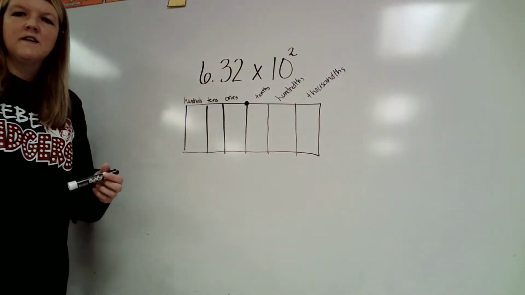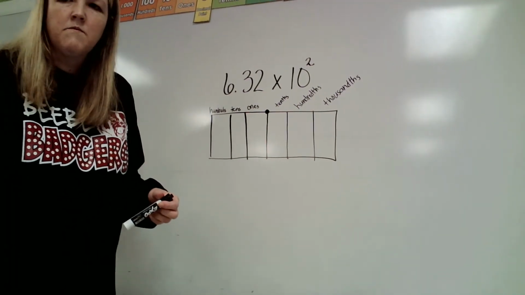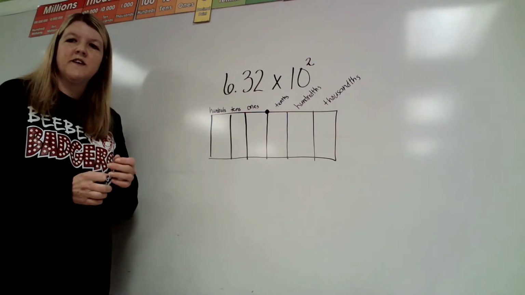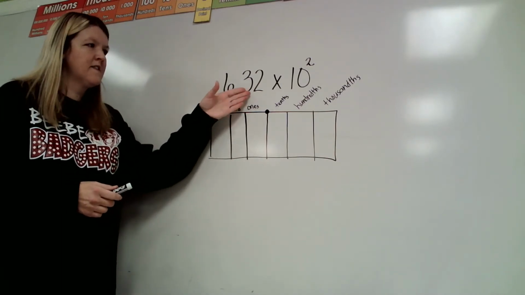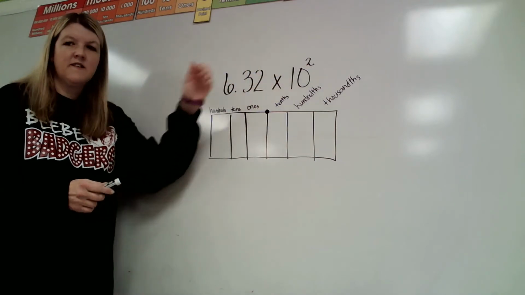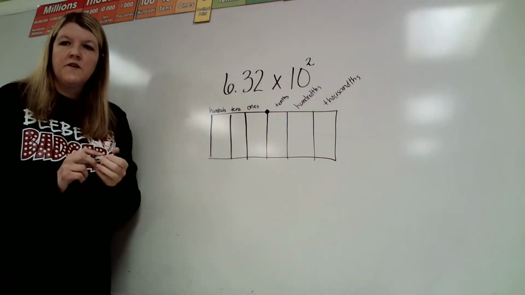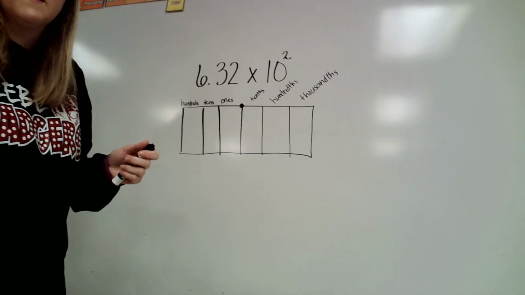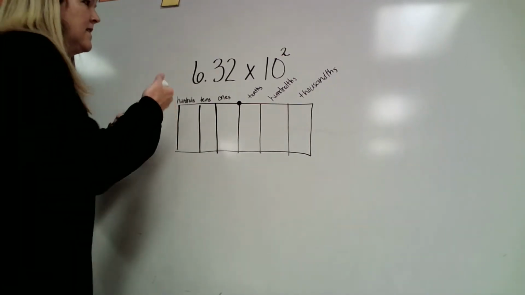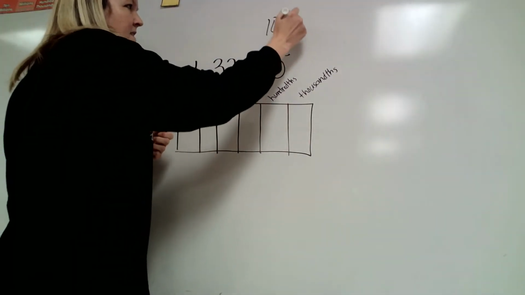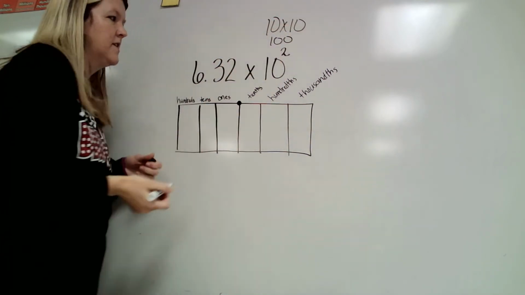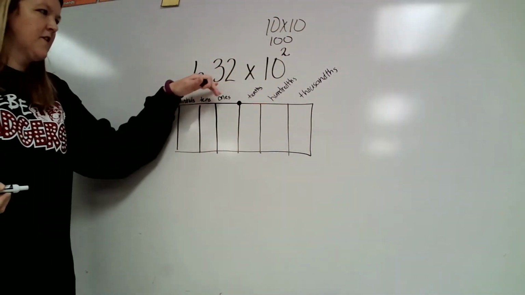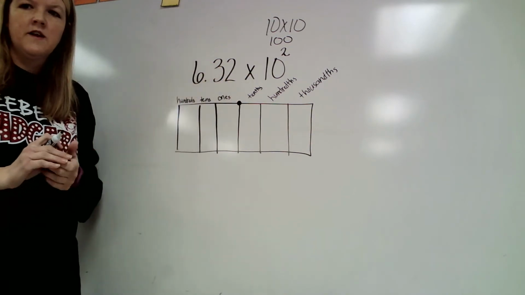All right, so we're going to look at multiplying and dividing by powers of 10. And so with this first example, we've got 6 and 32 hundredths times 10 to the second power. So remember, 10 to the second power means 10 times 10, which we know that's the same thing as 100. So we're actually multiplying 6 and 32 hundredths times 100.